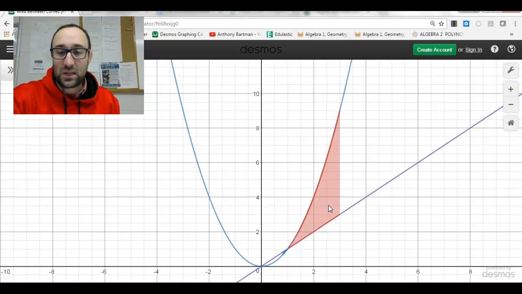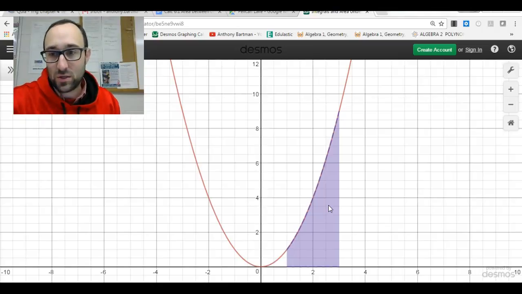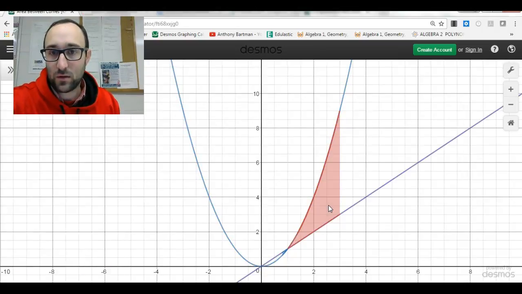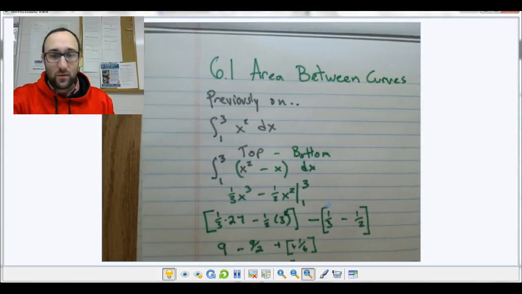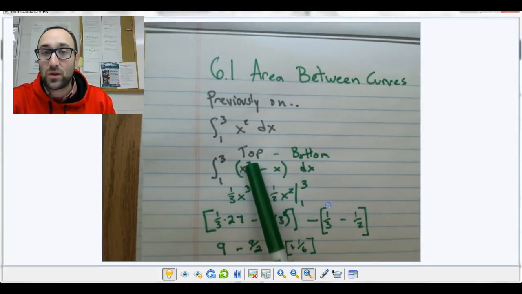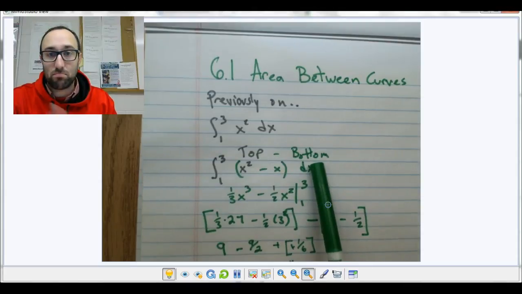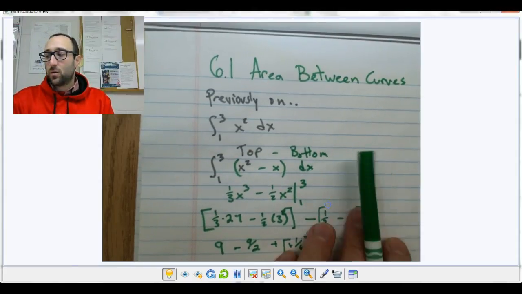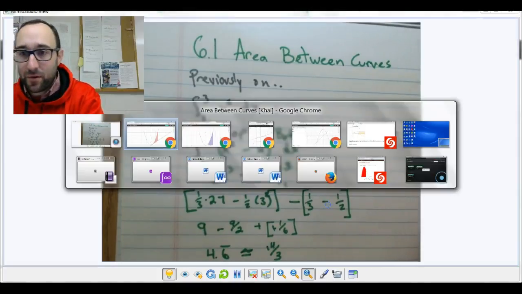So that is really what we're doing. Remember, the biggest key I would say is to do this, don't do that. We want to take the top equation minus the bottom equation. There you go. All right, so now let's do an example.